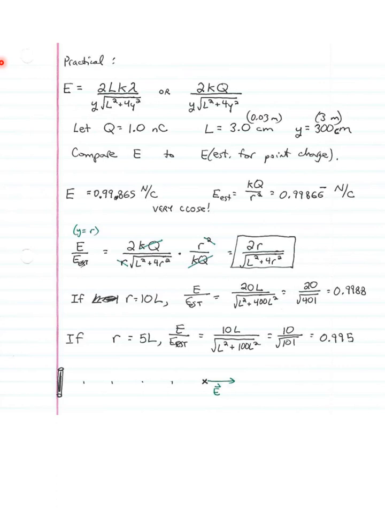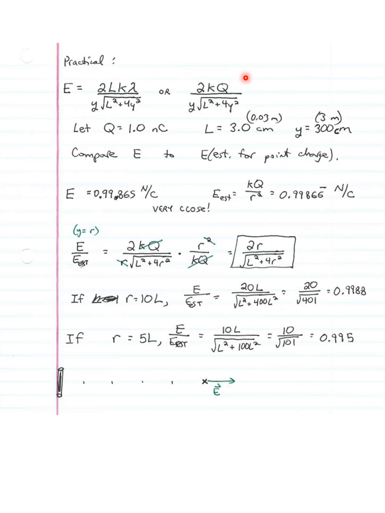Let's look at a practical example of this. We just found in the last example that if we take a line of some finite length and get some distance away from it, the electric field is 2 times the length times k times the line charge density over y squared of L squared plus 4y squared, where y is our distance from the line perpendicular to its center. Or we can simplify that: length times line charge density together becomes the charge distributed on the line.